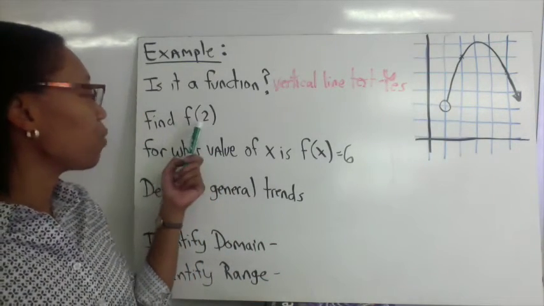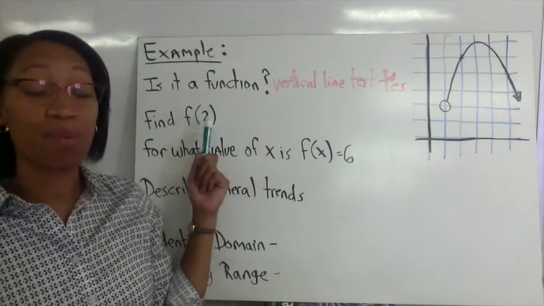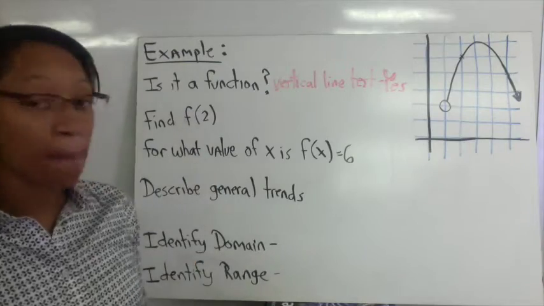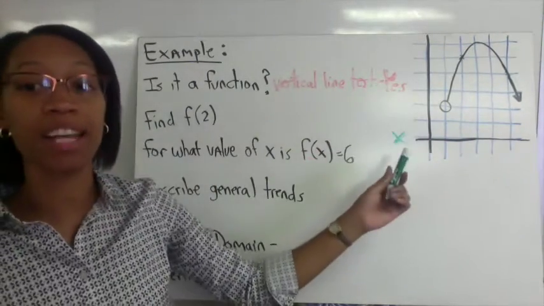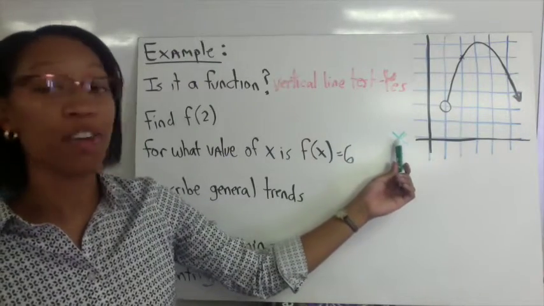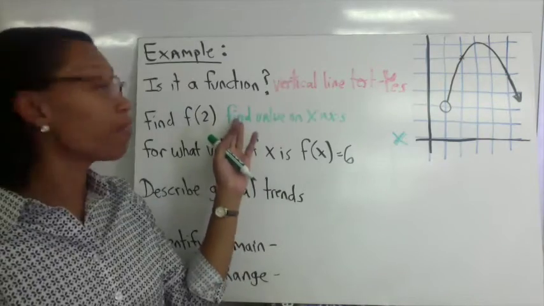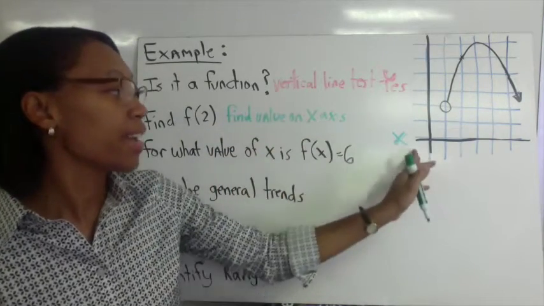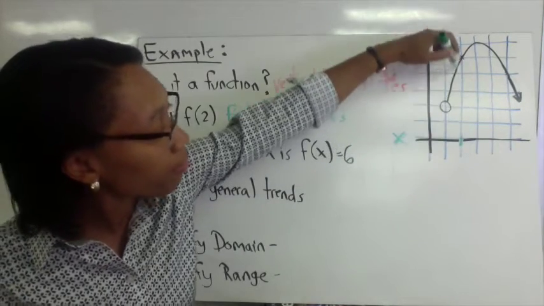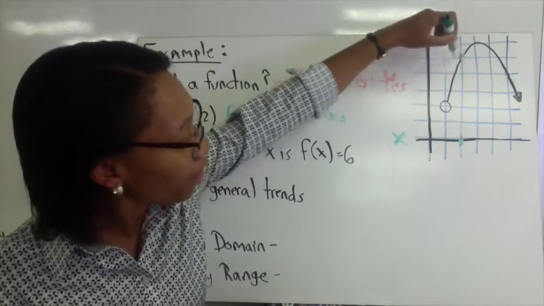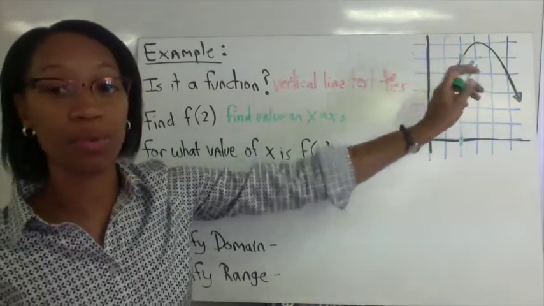Okay, let's see if we can find the value at f of 2. Okay, it looks like the 2 is on the inside of the parentheses here. That means that the value of x has been replaced with a 2. So that means that we're going to go to our x-axis, and we're going to have to find the place on the graph where the value of x on the x-axis is equal to 2. So we're going to find the value on the x-axis, and here I see that x is 2 is right here, and coming up to the function, I can see that I have a value of 1, 2, 3, 4, 5. So f of 2 equals 5.